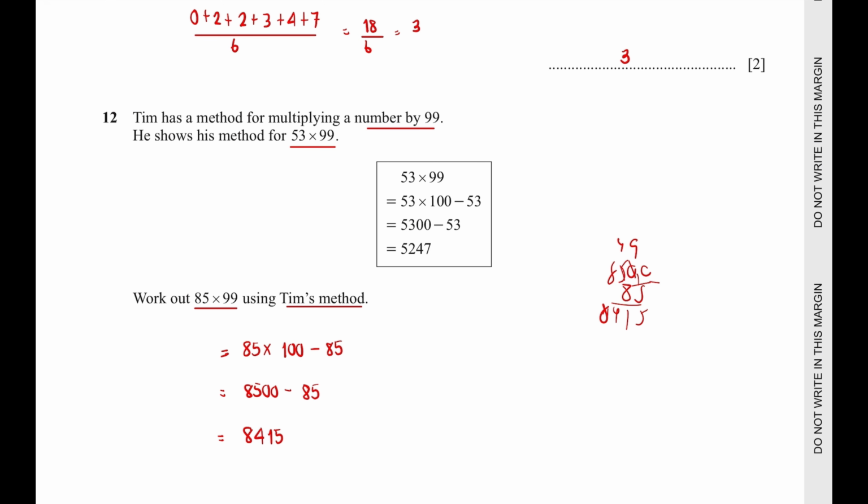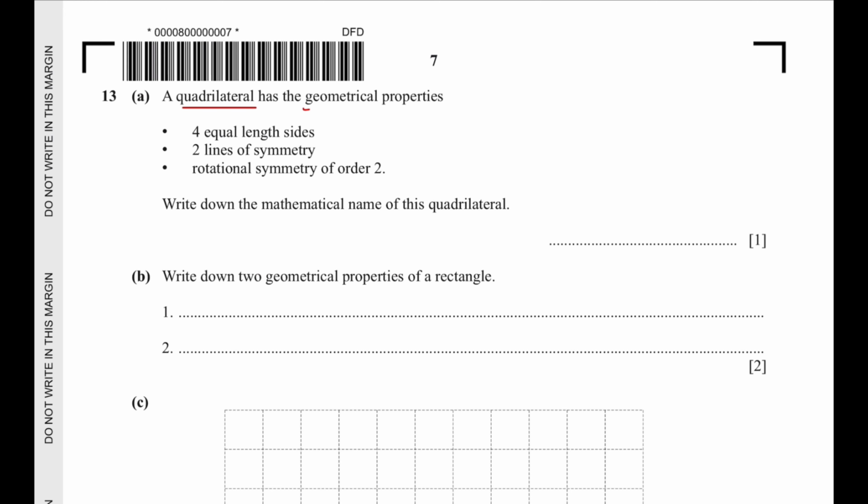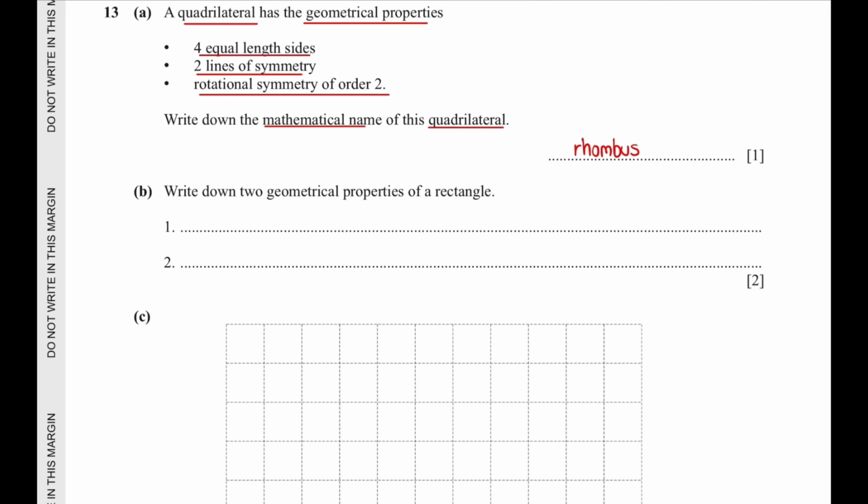Question 13a. A quadrilateral has the geometrical properties: 4 equal length sides, 2 lines of symmetry, rotational symmetry of order 2. So write down the mathematical name of this quadrilateral. According to all these properties, this quadrilateral is a rhombus. Question B. Write down 2 geometrical properties of a rectangle. First one, all 4 interior angles.